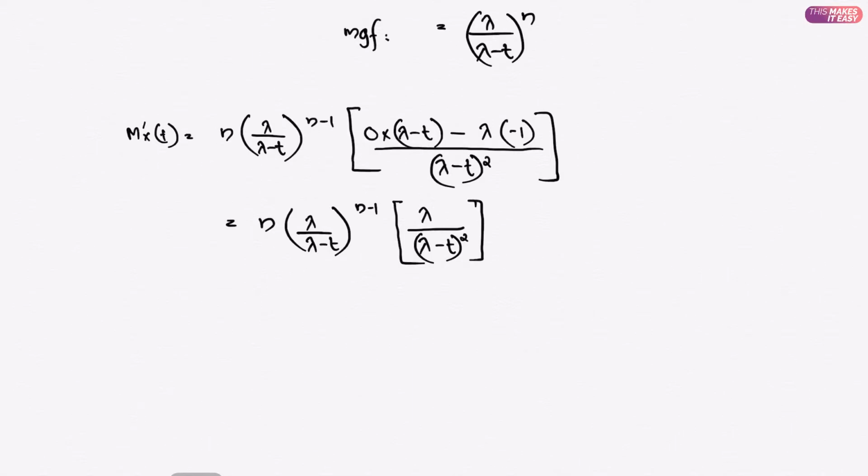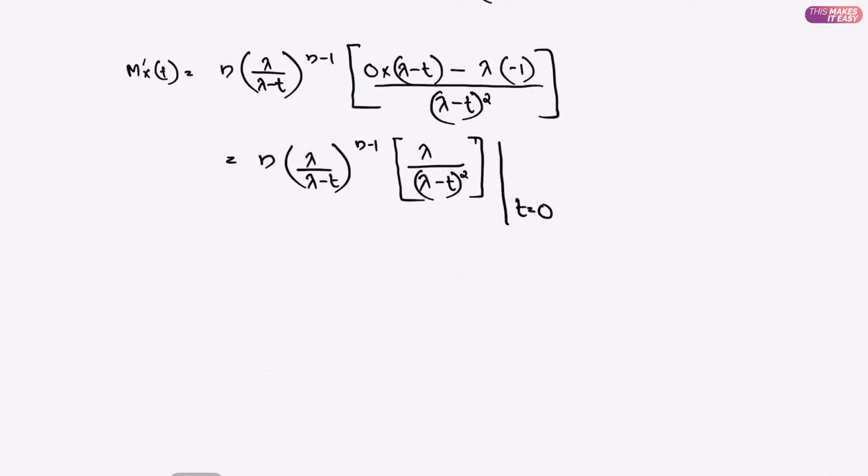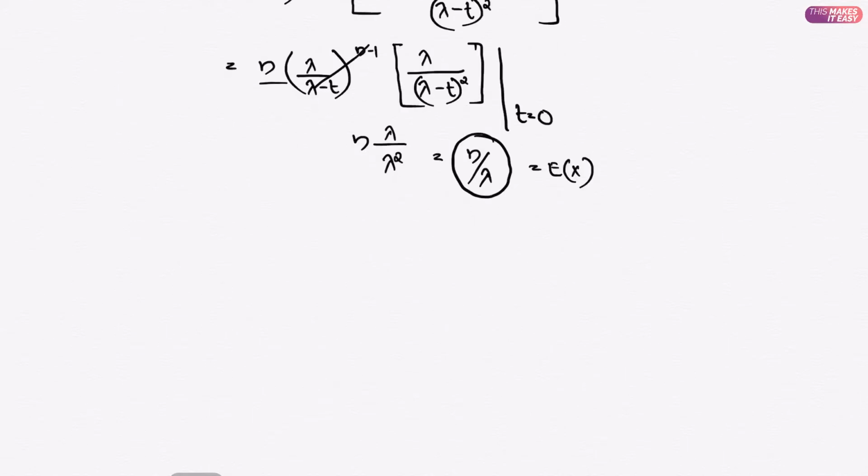If I set t equal to 0 here, then this whole term will go as 1. So we are left here with n. Then here it will be lambda divided by lambda square. So finally we will have n by lambda. So this is the first moment of gamma distribution. Whereas the first moment of exponential distribution was 1 by lambda, because we are only looking for the first event or one success. Here we are looking at multiple successes or multiple events, that's why there is n here.